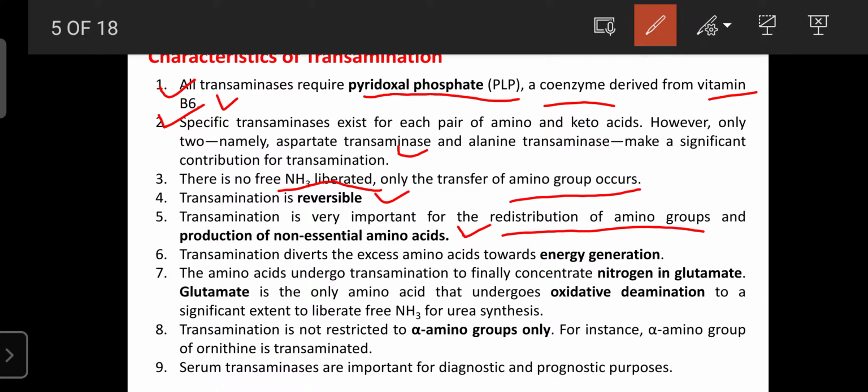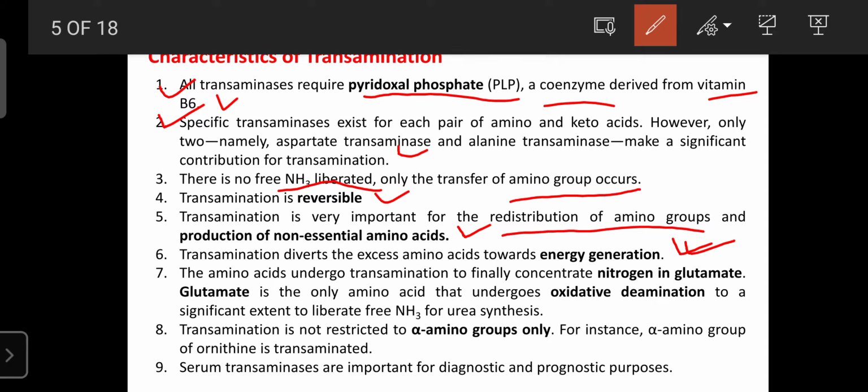Another characteristic is that transamination diverts the excess amino acids toward energy generation. The excess amino acids left after the formation of biological compounds as well as proteins are directed toward energy generation by undergoing catabolic reactions, gluconeogenesis, and many other reactions. That is another characteristic of transamination reactions.